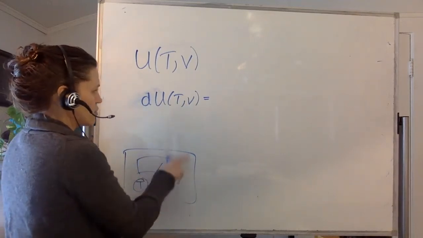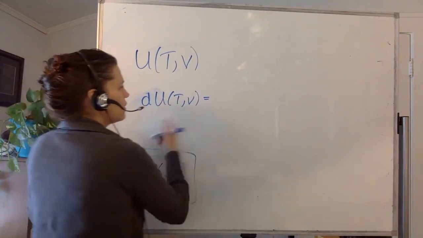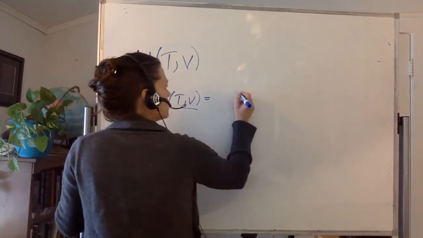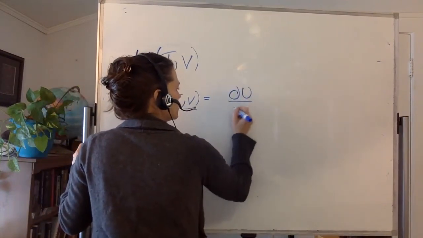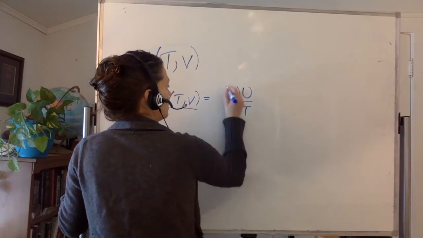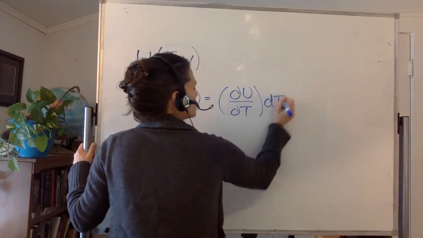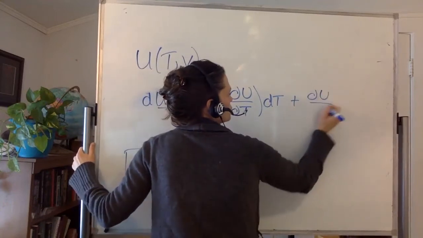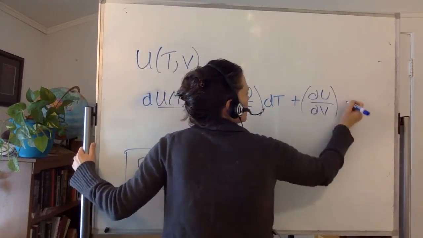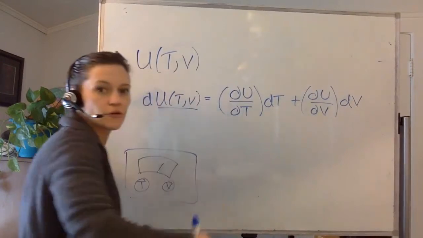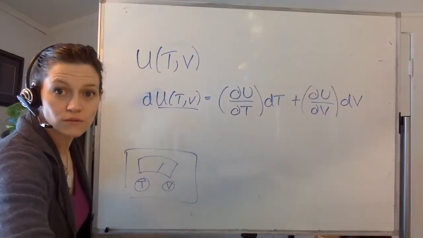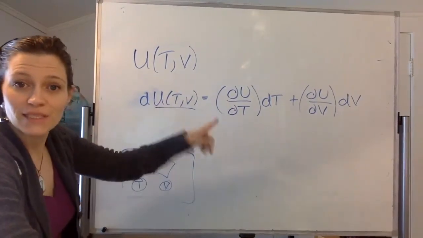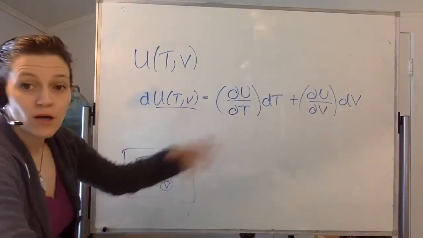Or the needle changes. And so what I know then is that without knowing what this function actually is, I can say, well, partial U partial T multiplied by the actual change in T, then I add the partial U partial V by the actual change in the volume. Cool? So we will use this time and time again, and I can keep going.